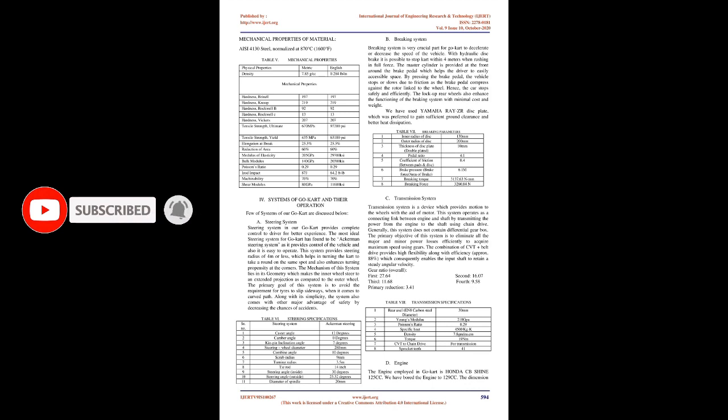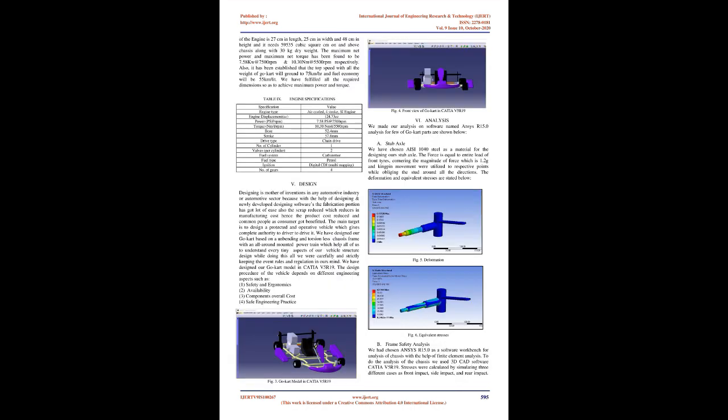C. Transmission system. The transmission system is a device which provides motion to the wheels with the aid of the motor. This system operates as a connecting link between the engine and shaft by transmitting the power from the engine to the shaft using a chain drive. Generally, this system does not contain a differential gearbox. The primary objective of this system is to eliminate all the major and minor power losses efficiently to acquire maximum speed using gears. The combination of CVT and belt drive provides high flexibility along with efficiency of approximately 88%, which consequently enables the input shaft to retain a steady angular velocity.